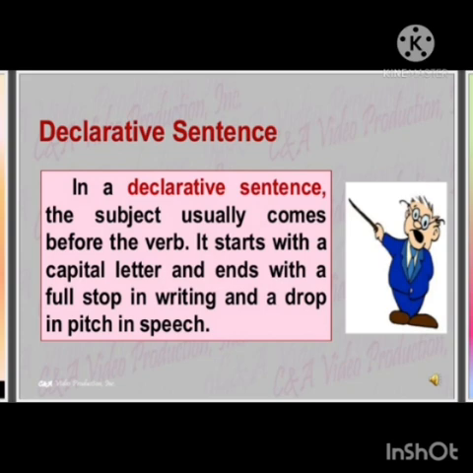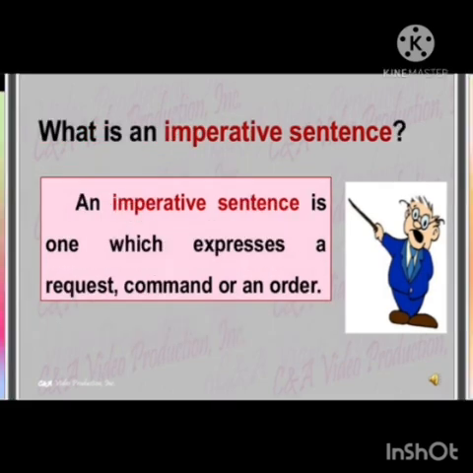Now, in a declarative sentence, the subject usually comes before the verb. It starts with a capital letter and ends with a full stop in writing and a drop in pitch in speech. So children, this was all about declarative statement. Now, next is imperative sentence.